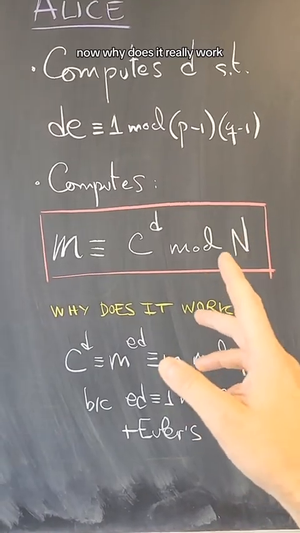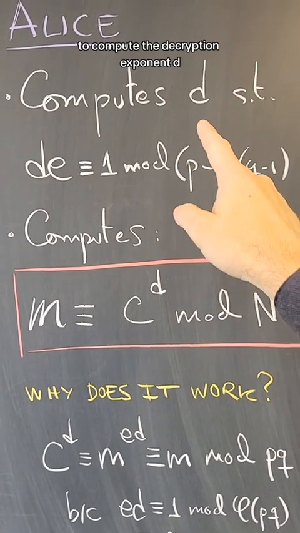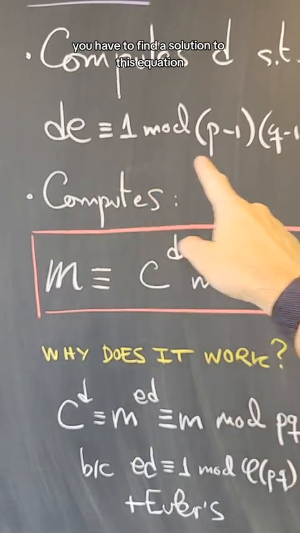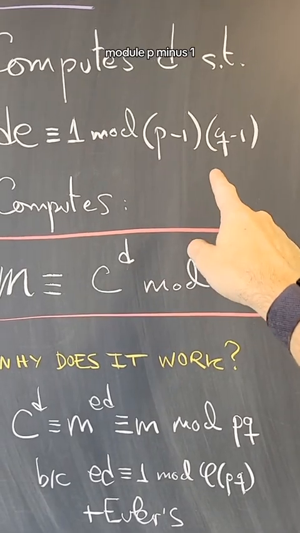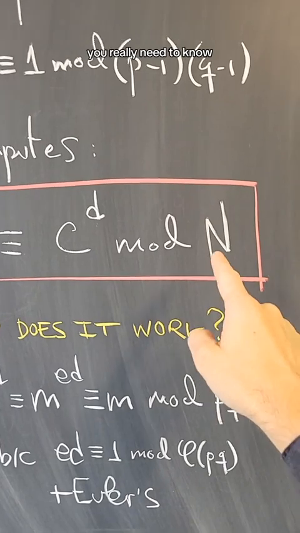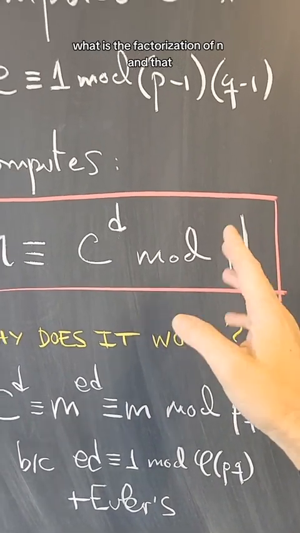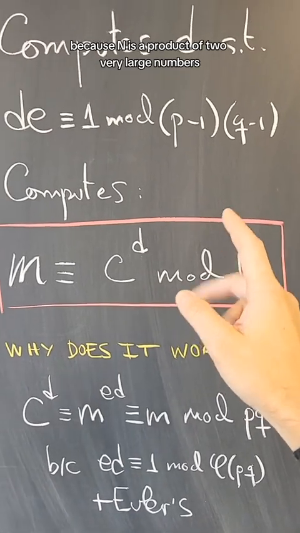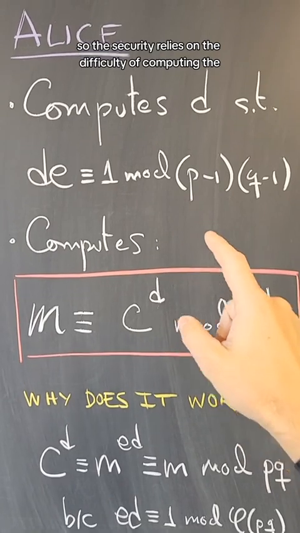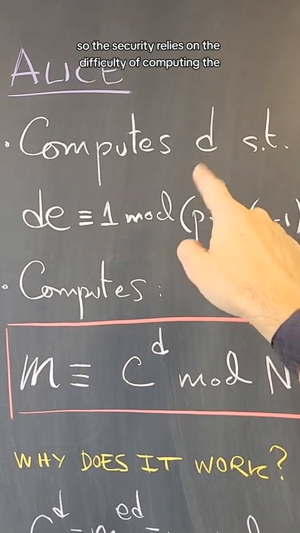Now, why does it really work? It works because to compute the decryption exponent D, you have to find a solution to this equation modulo P minus 1 times Q minus 1. And to know this number, you really need to know what is the factorization of N. And that, because N is a product of two very large numbers, is very difficult to do. So the security relies on the difficulty of computing D.